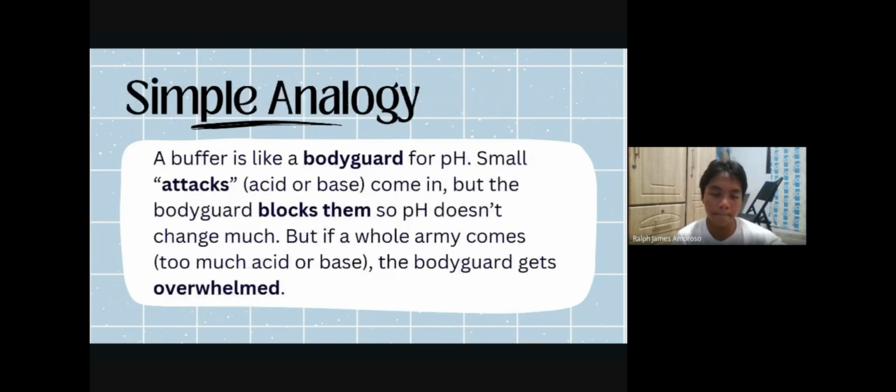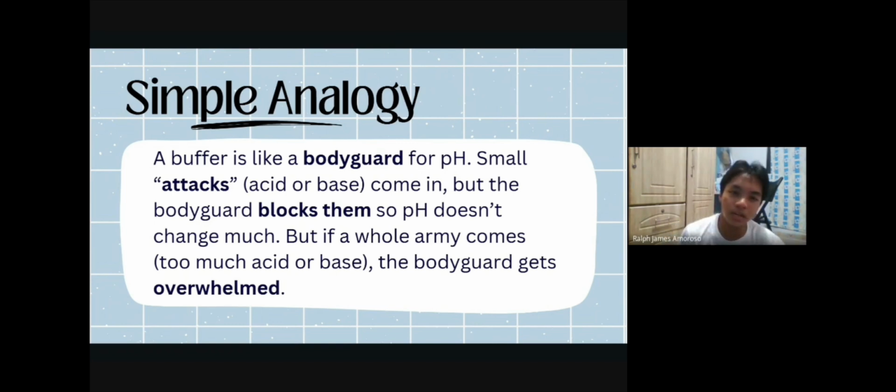Yun. So may simpleng analogy po yung buffer natin. Ang buffer po ay parang bodyguard ng pH po. Small attacks come in, but the bodyguard blocks them so pH doesn't change much. But if a whole army comes, the bodyguard gets overwhelmed. So yun po, yung buffer po natin ay parang bodyguard sa pH po natin.